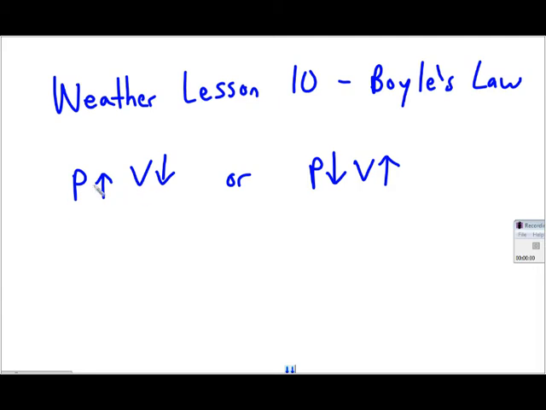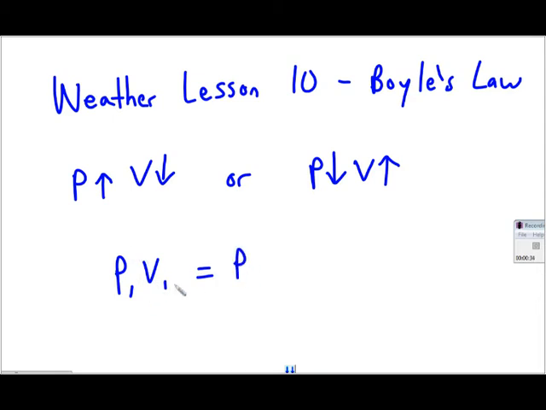So we saw that if the pressure on a gas goes up, then the volume will go down. If the air pressure goes down, then the volume of the gas will get bigger. And so we can come up with the equation based on this inverse relationship. If one doubles, the other will be cut in half.